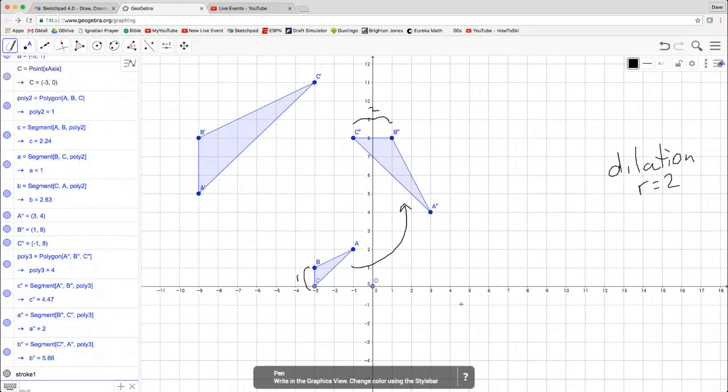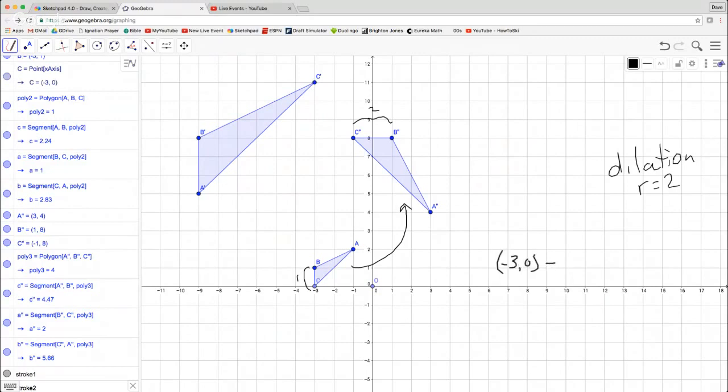So we have to take -3, 0, and multiply each coordinate by 2. We have to take -3, 1, and multiply each coordinate by 2. And we have to take -1, 2, and multiply each coordinate by 2. So we get, why don't you try it? See what happens when you multiply each coordinate by 2. Where should our new vertices be to dilate triangle ABC?